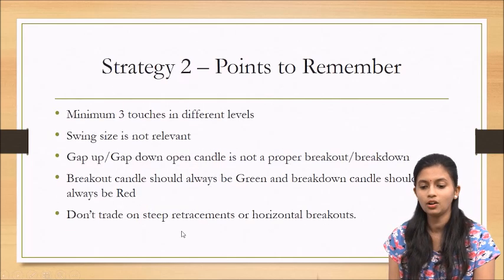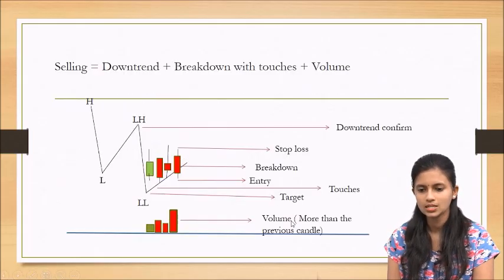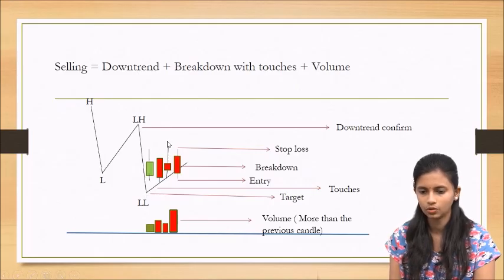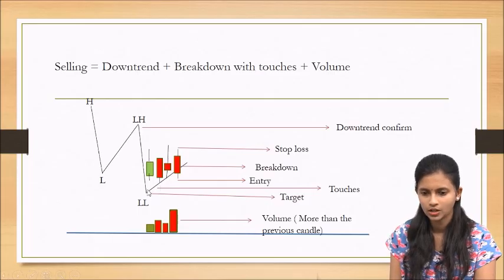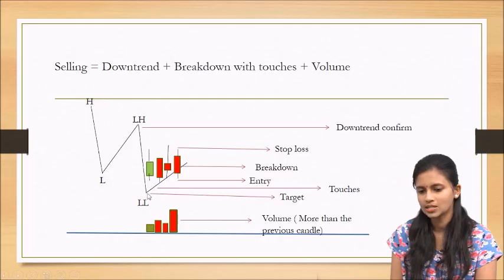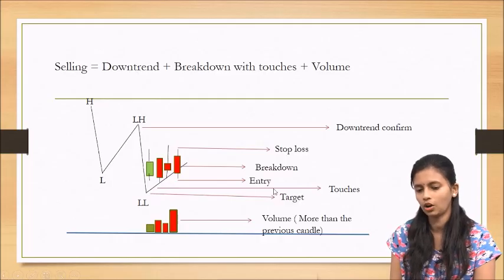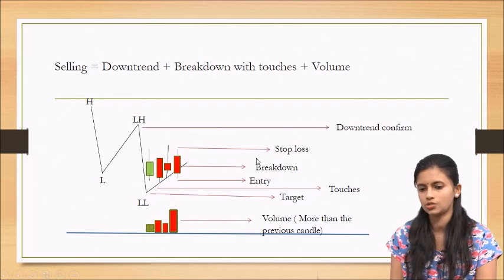Next, don't trade on steep retracement or horizontal breakouts. Steep retracement means you cannot have a very steep trend line like this. The trend line that you draw should be like this. It should not be a vertical line over here, or go just like this. A horizontal line cannot be the trend line for this strategy.